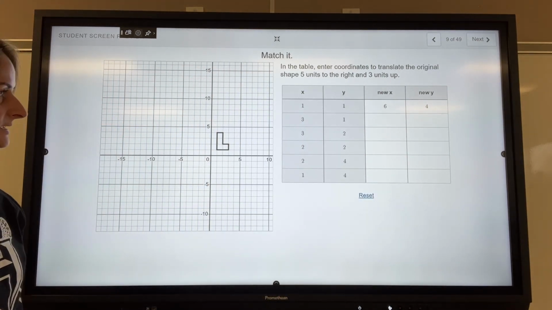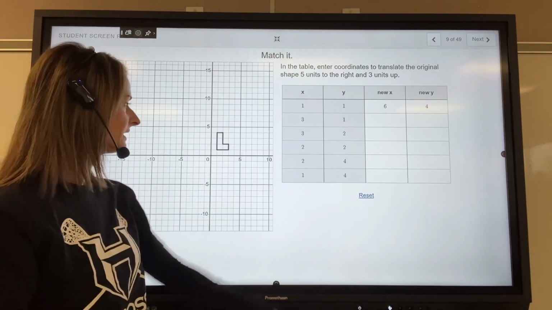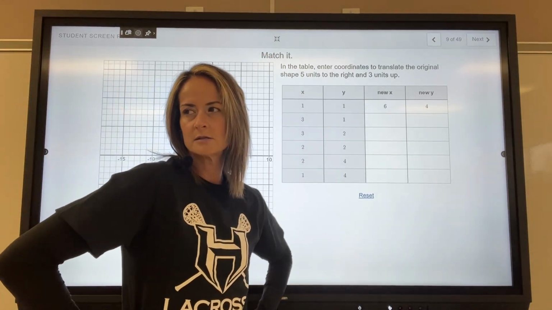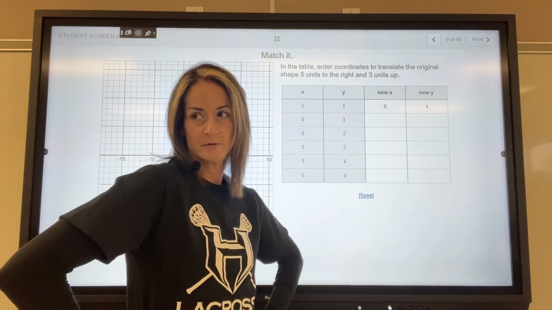It didn't move the figure for me because I didn't type them all in. If you type them all in, does it move the figure? I feel like it does. Am I making stuff up? It does move the figure? Good.